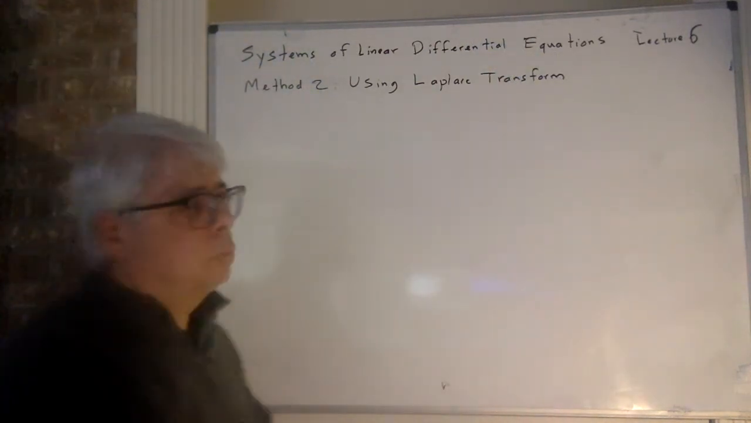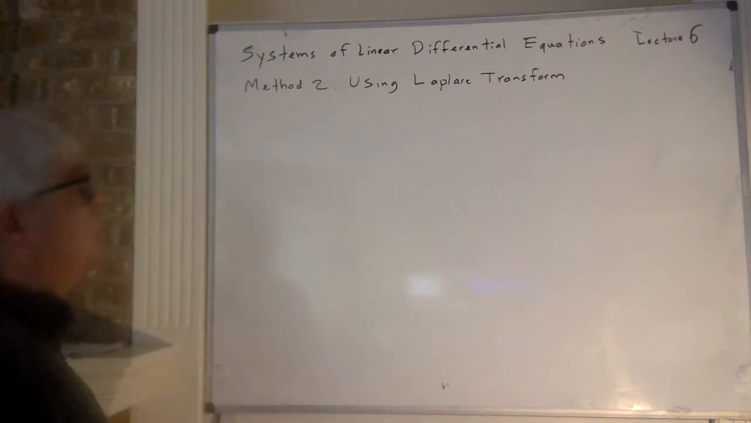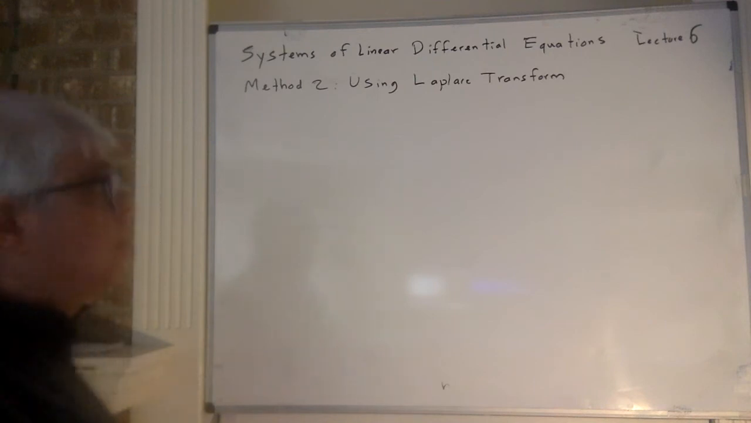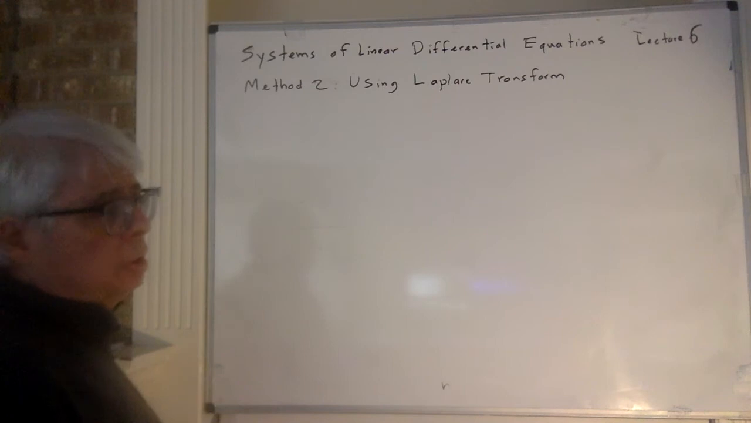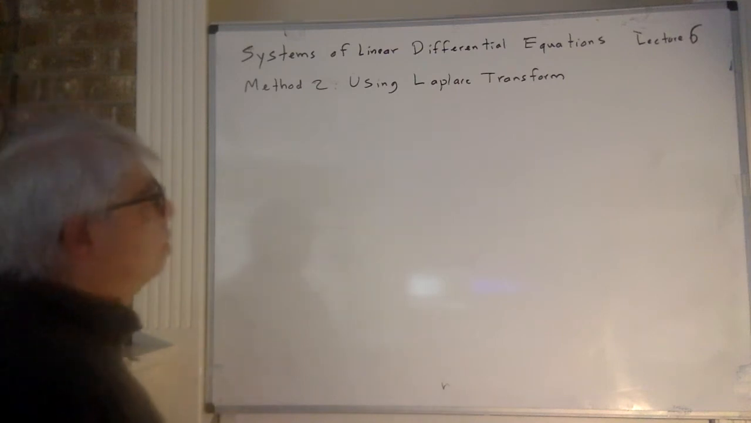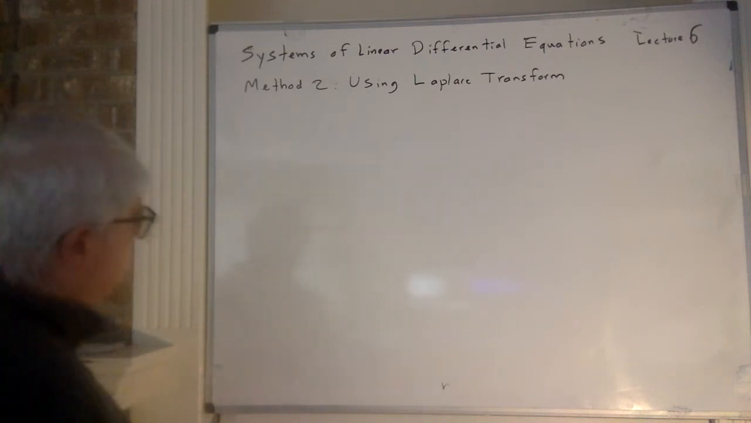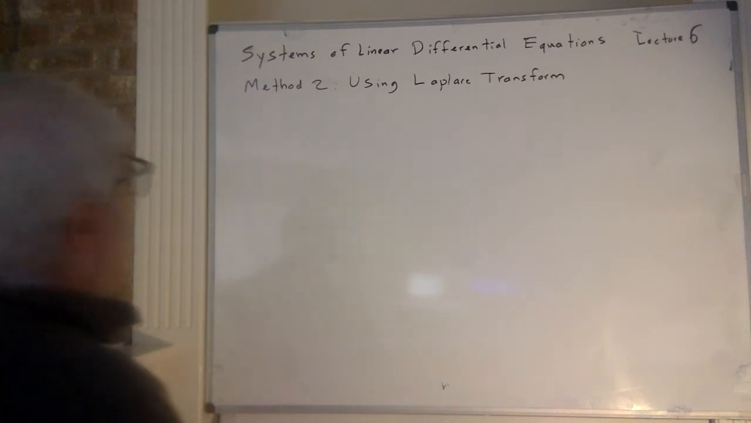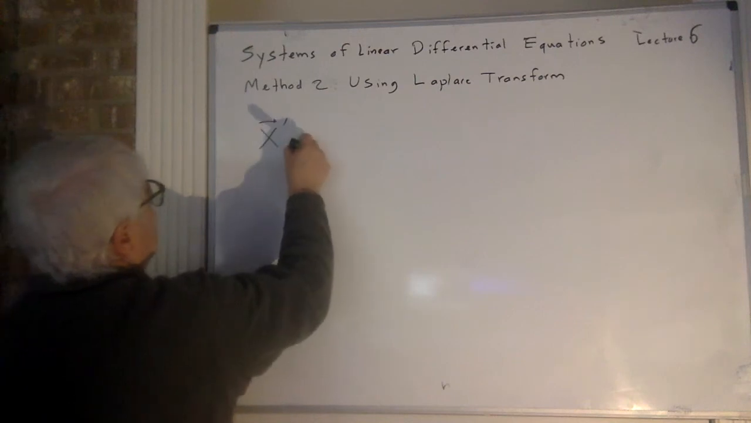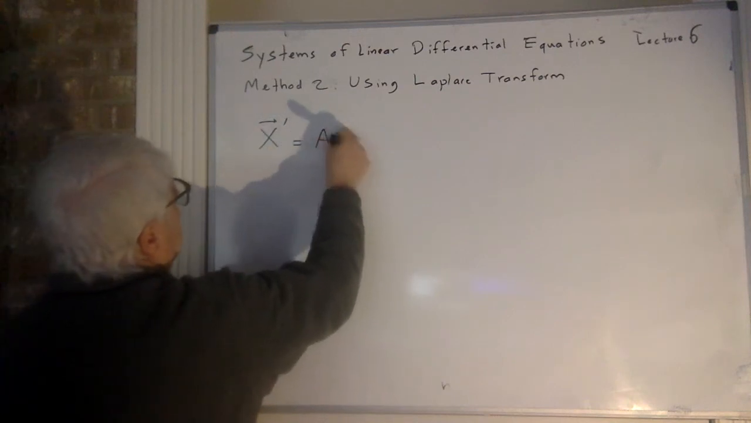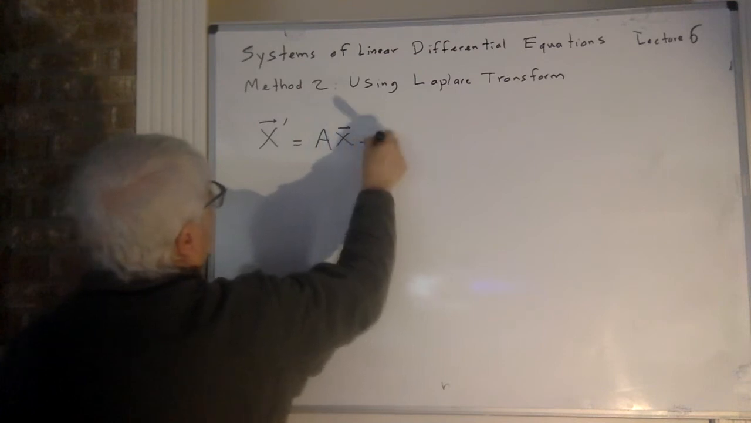Now, the Laplace transform, I think it's much simpler. If you have access to, say, Wolfram Alpha or Mathematica, you can immediately solve it. I'm not saying that the other one is not immediate, but that one needs more work. So the differential equation was this: x prime is Ax plus g(t).